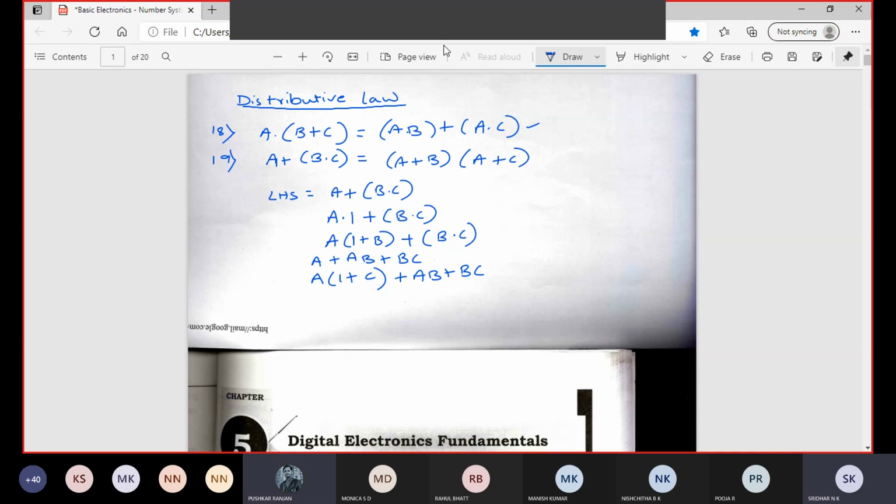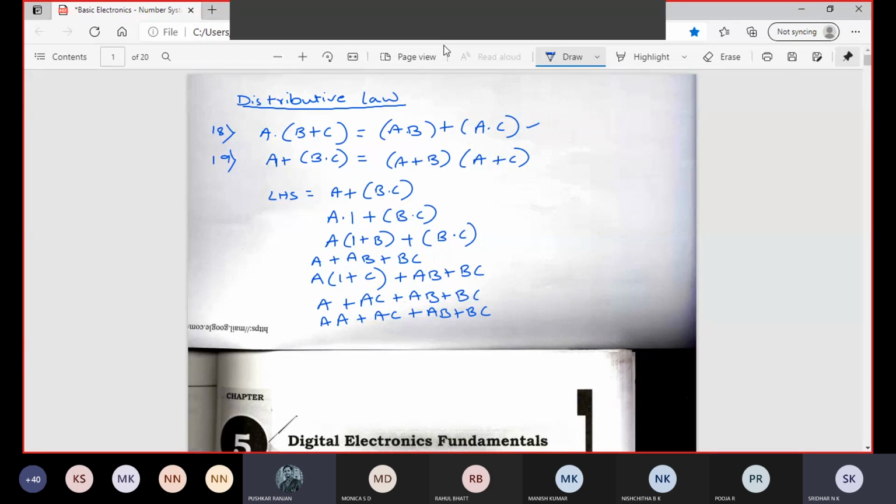Yes, sir. Right. So now I'll again expand it. It will be A plus AC plus AB plus BC, correct? Can I write this A as A A plus AC plus AB plus BC? Can I write? Yes, because A dot A is nothing but A.